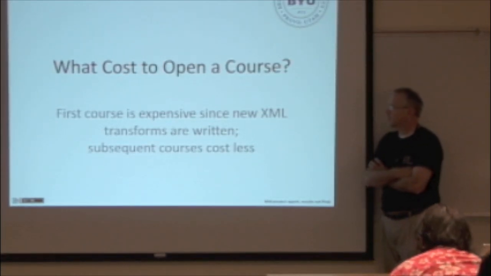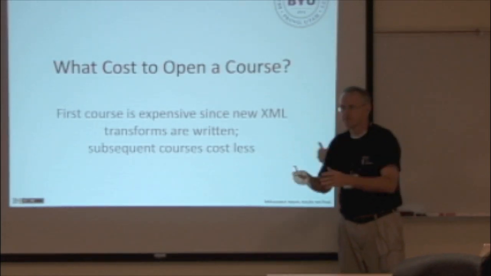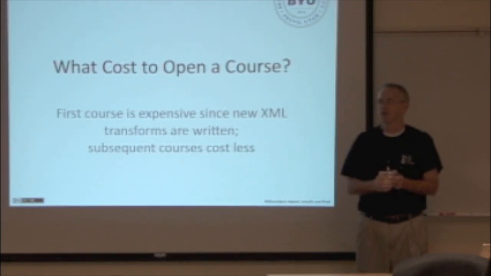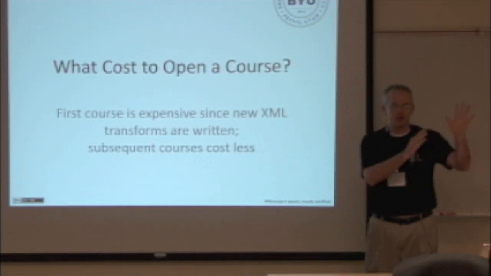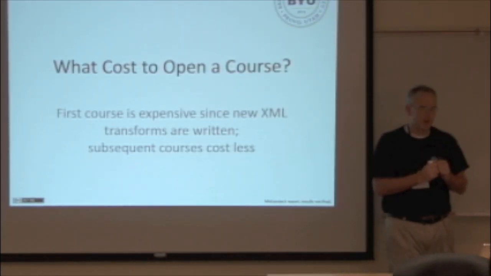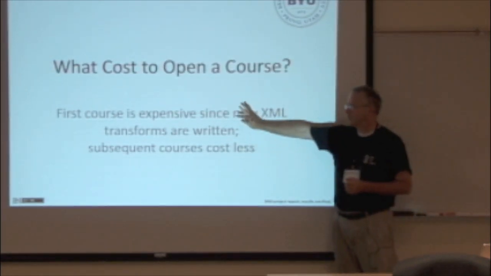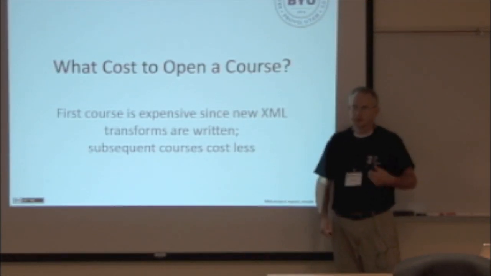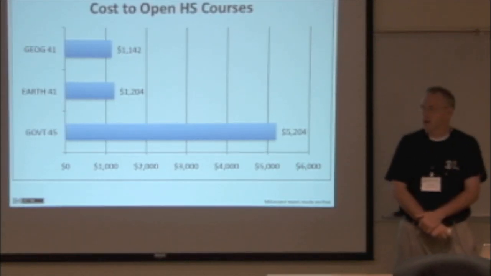The first course is relatively expensive to open since all the XML transforms have to be written to take it, instead of to paper or to standard HTML, into the open format where we pull out all the references to how you contact the instructor and we pull out some of the high stakes assessments and things like that. But subsequent courses cost less because once the transform is written, then you just process the courses, not completely automatically, but largely automatically.